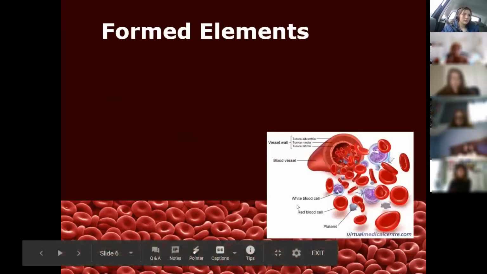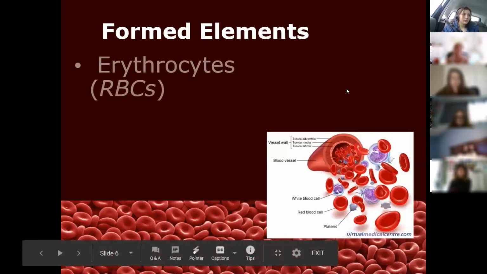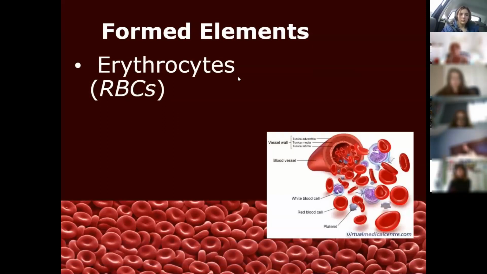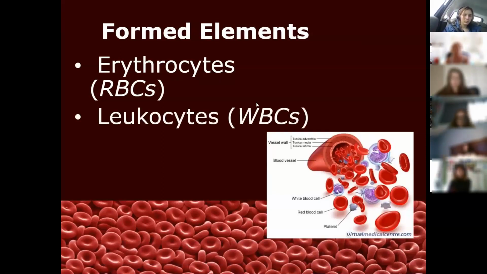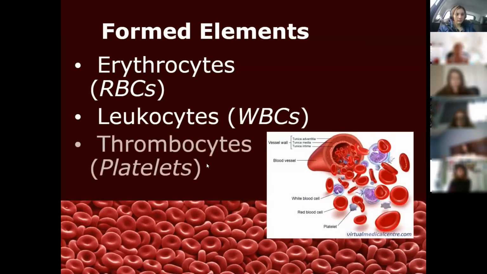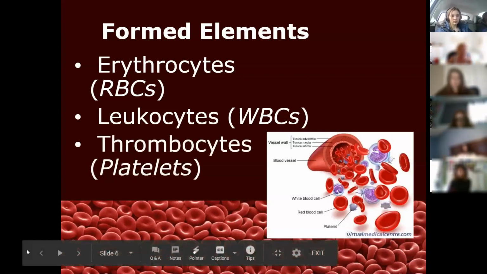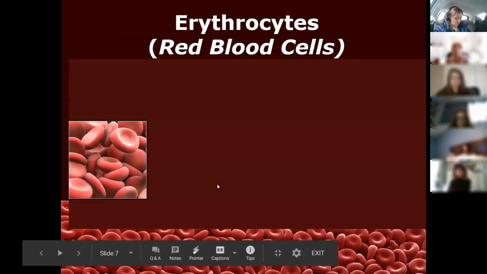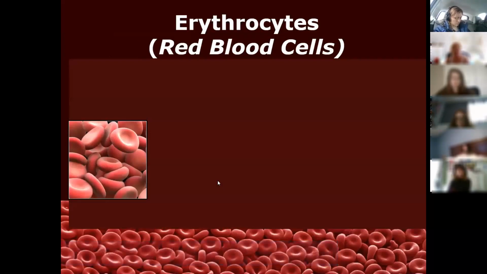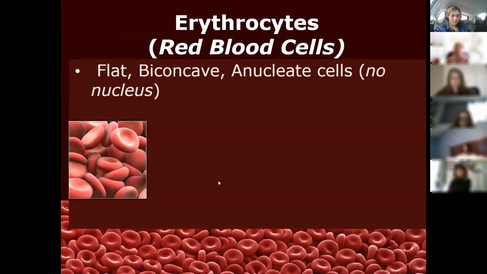The formed elements are red cells, white cells, and platelets. So I want you to know the scientific name. This will be on your quiz, erythrocytes. Remember, cyte means cell, erythro, red. So literally, it's red cells. Leukocytes are white cells, literally white blood cells, and thrombocytes are platelets. Okay, so thrombocytes are referring to your platelets. The red cells, and if you want to shorthand RBCs, that's fine. I know what you're talking about.